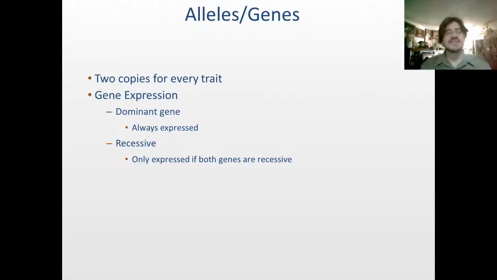A recessive allele is completely obscured by a dominant allele. When you have a dominant and a recessive allele as your 2 genes, the dominant is the one that's expressed. The recessive is ignored. You only show the recessive trait, you only express a recessive allele or a recessive gene, if both of your two copies of alleles for that trait are recessive.